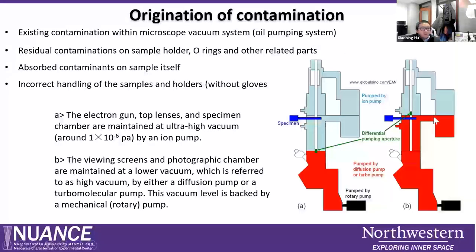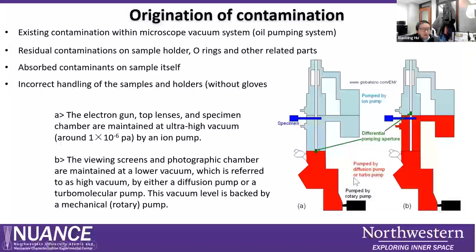For example, there are two figures I show here. In each figure you will see two colors. One is red color, another one is some kind of light blue color. The top of your column is a high vacuum condition. For example, the electron gun, top lens, and the specimen chamber usually are maintained at a very high vacuum, for example, 1 minus 6 bar by an ion pump.